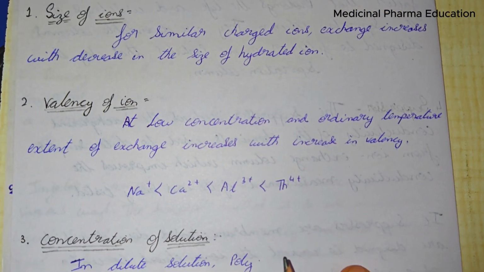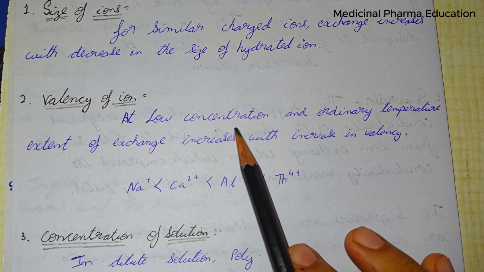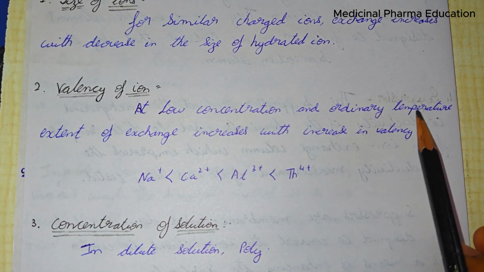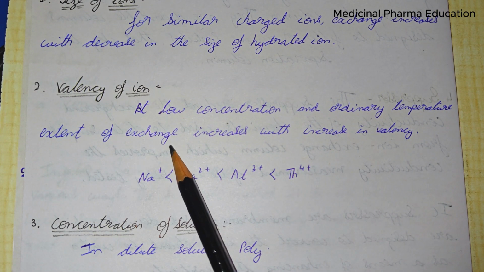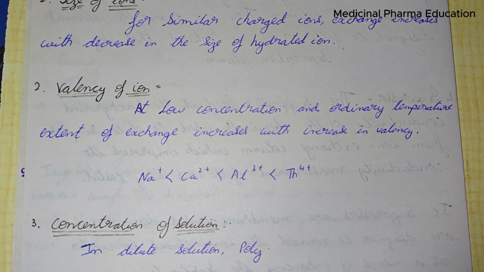Okay. Next, valency of ions: at lower concentration and ordinary temperature, the extent of exchange increases with increase in the valency. See, if the valency increases, the exchange increases, because if we have highly negative charge or highly positive charge, they will bind more to the stationary phase. And the separation process going on in ion exchange chromatography will increase. In that way it affects.